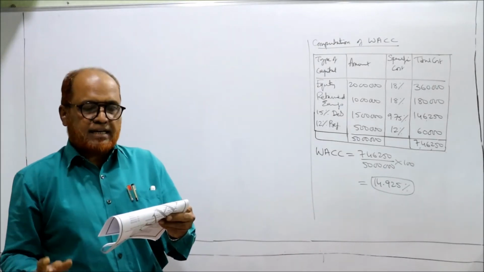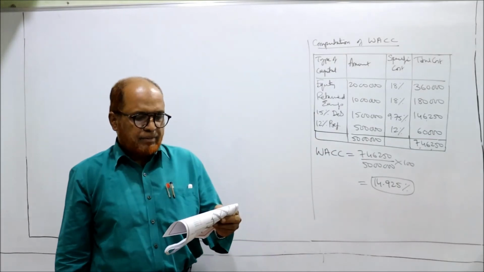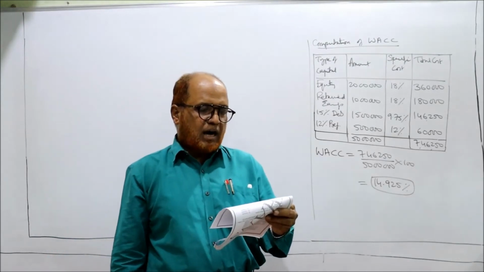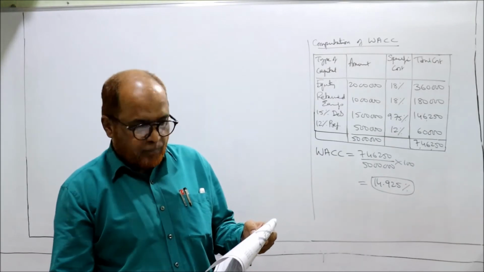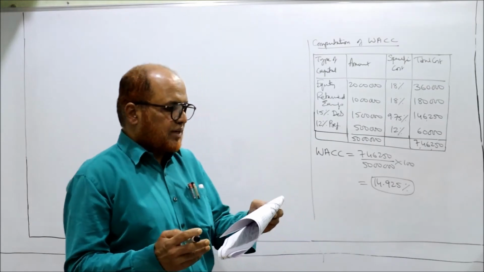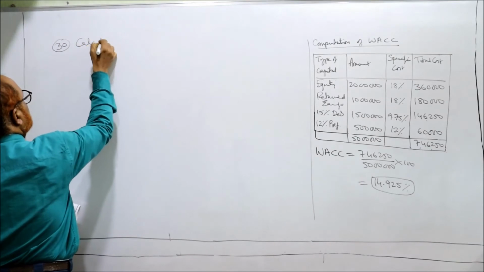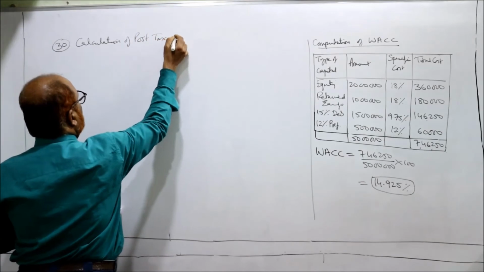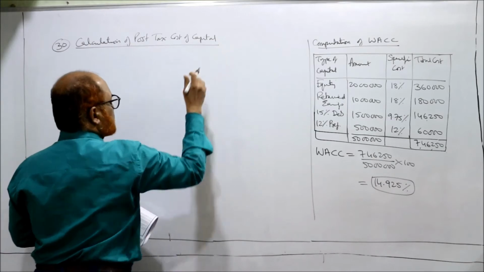See the next, problem number 38. XYZ Limited is in a tax bracket of 33%. From the following specific instruments, you are required to find the after-tax cost of capital. 4 points are given. In each case, we have to find out what is the post-tax cost of capital.